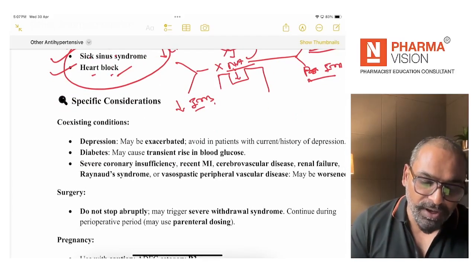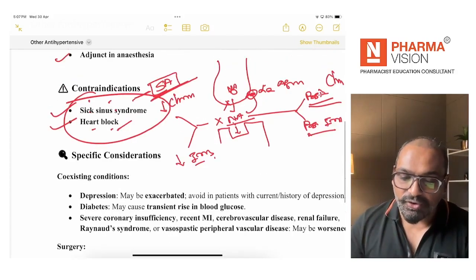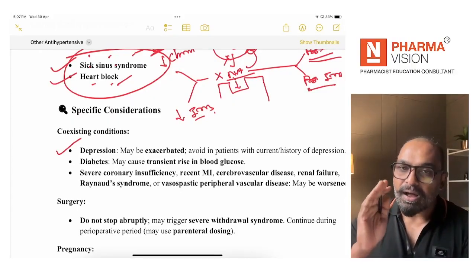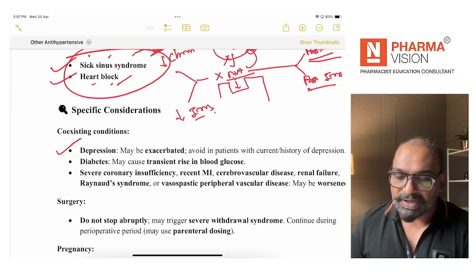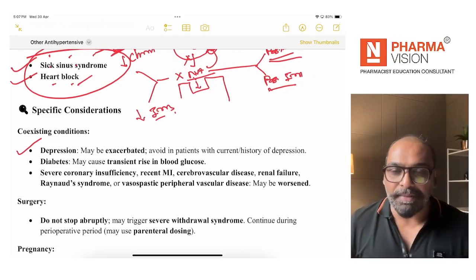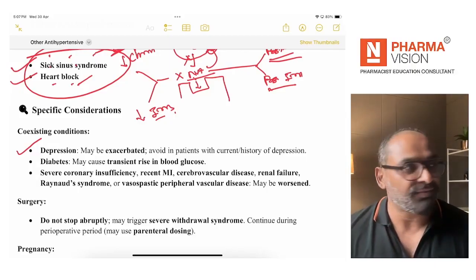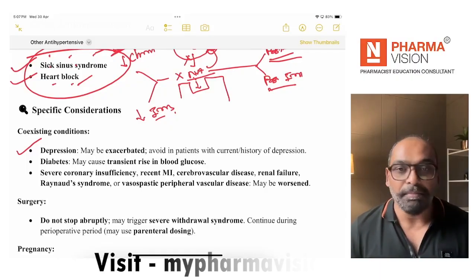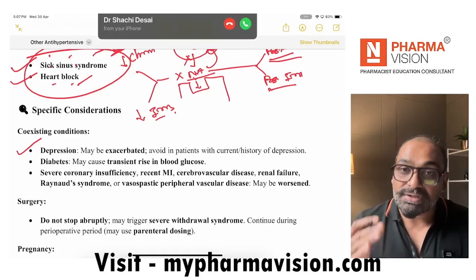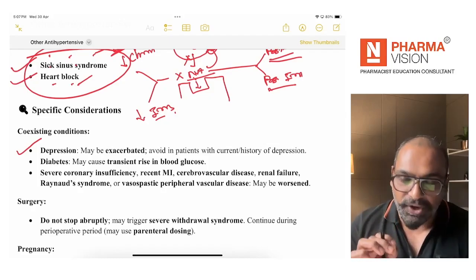When we are talking about catecholamines, specifically noradrenaline, depression may be exacerbated, so avoid it in patients suffering from depression-related problems. Why? As we know from the biogenic amine theory, a major pathogenesis of depression is a lack of biogenic amines in the brain. If we give such medications, that can exacerbate the problems of depression.